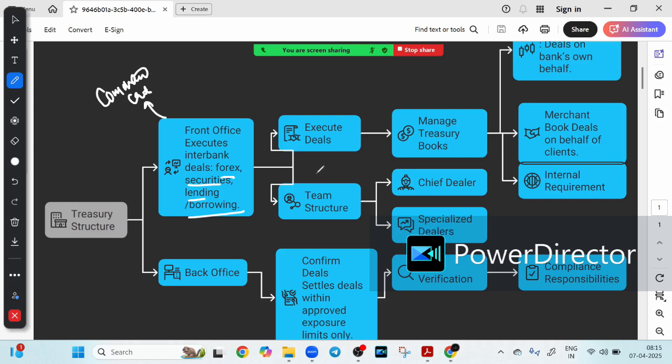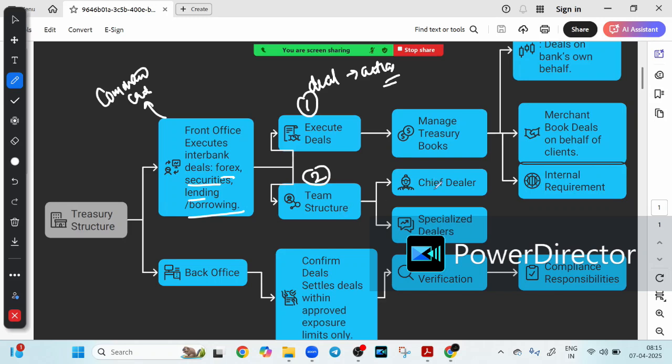What are the two key functions? The first is the execution of the deal, which means the deals initiated are put into action. So whatever deal you have initiated is put into action here. That is called execution of deal. And the second is called team structure. Every great system needs a strong team, right?